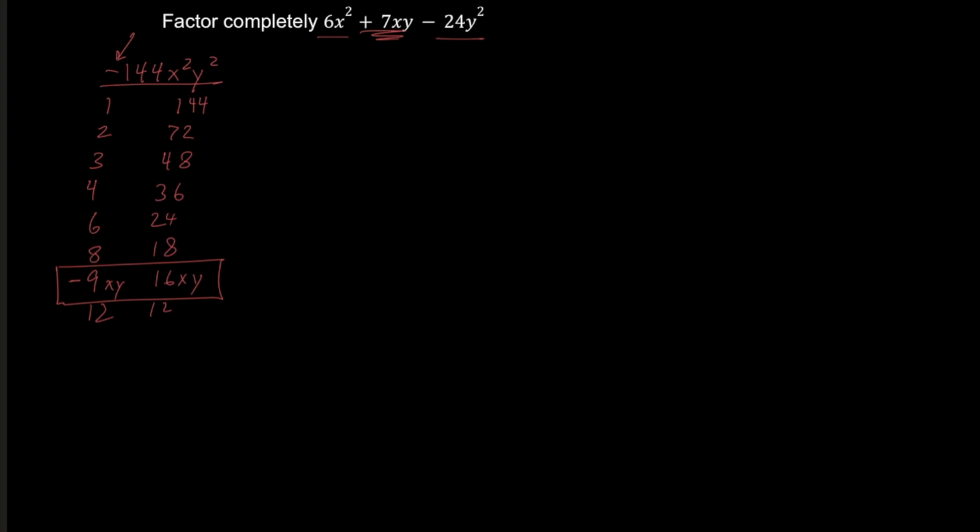Now we'll continue with the grouping process, breaking apart that middle term. So we'll have 6x squared minus 9xy plus 16xy, and then minus 24y squared. Now, part of this when you're doing the grouping is to factor out the common monomial.